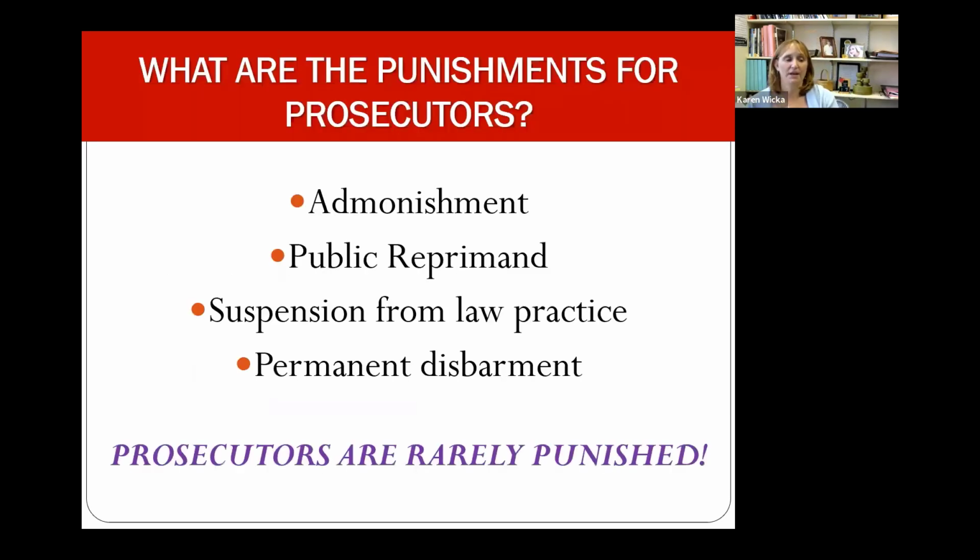Now, what is the punishment if prosecutors violate their discretion? They can be admonished by the Bar Association. Remember, they're elected officials. So if you're the district attorney, your boss is the public. If you're an assistant district attorney, your boss is the district attorney. So you could be admonished by your boss or by the public. You could have a public reprimand from the Bar Association because you have to be a lawyer. You could be suspended from the practice of law. They could revoke your law license, and then they could permanently disbar you. You could never, ever have a law degree again. You could never be an attorney again.